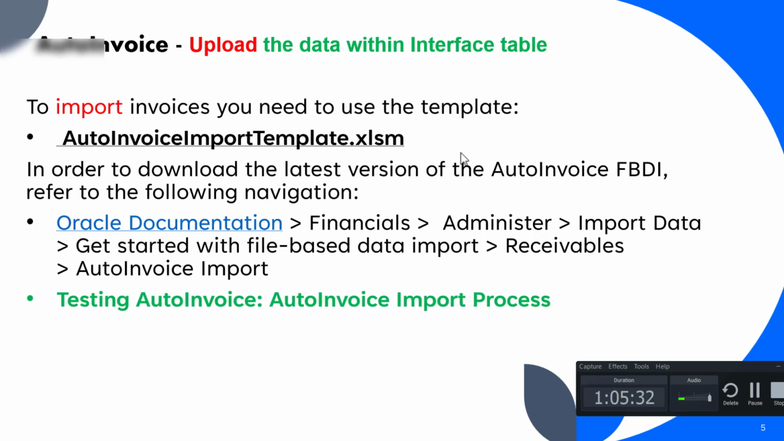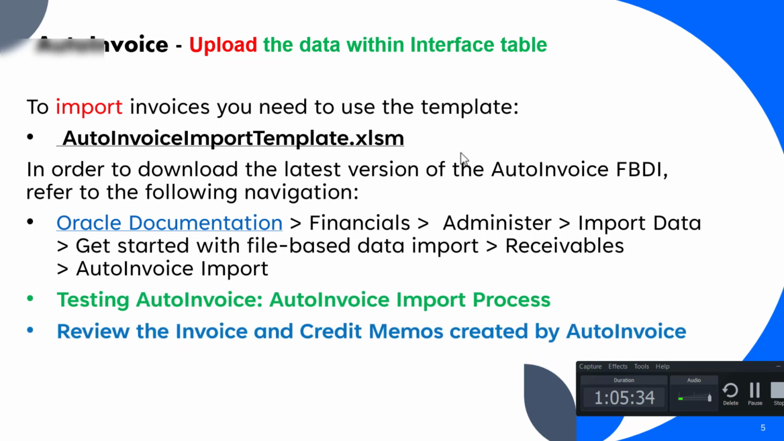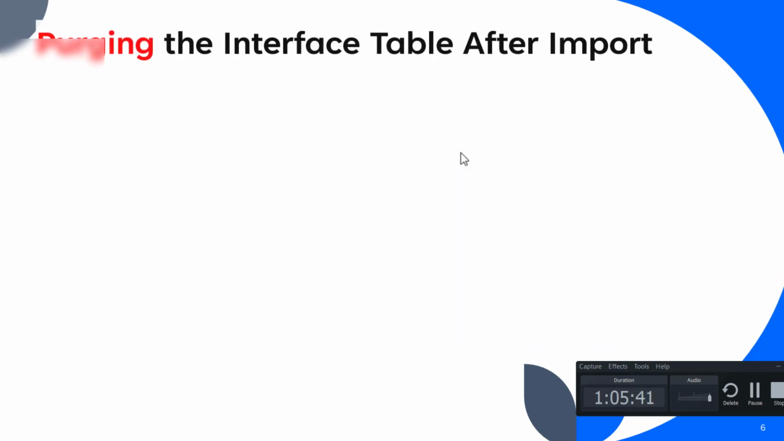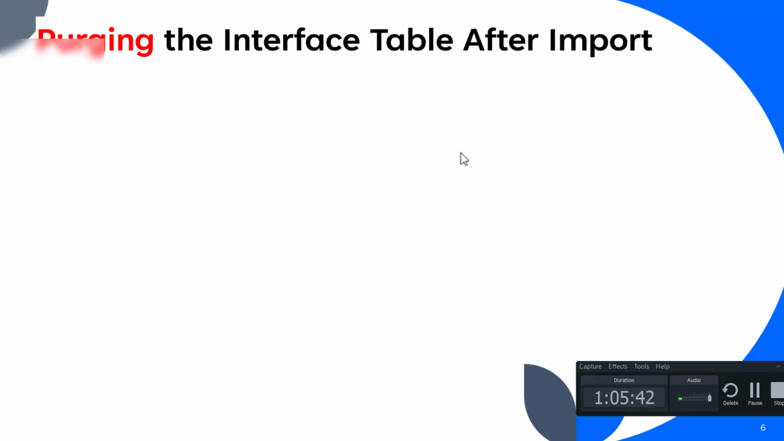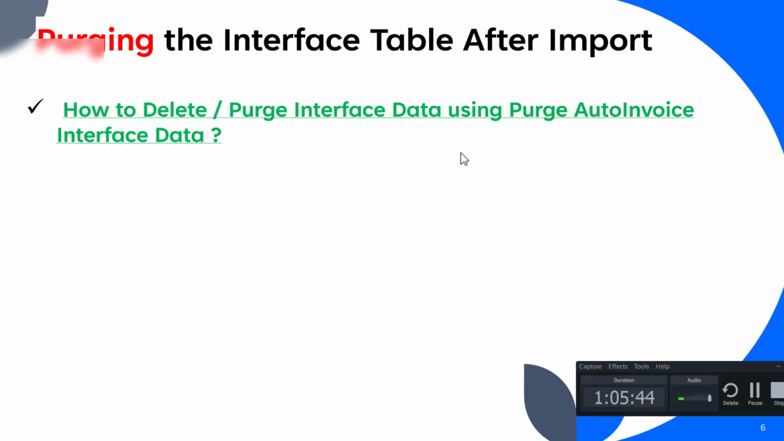What is the next step here? After you import, you have to test the Autoinvoice import process, you have to review, and whatever we did, retest and review it. Purging interface table after import: how to delete or purge interface data using Purge Autoinvoice Interface Data. For example, this is purging. What does it mean to purge the data of RA_INTERFACE?